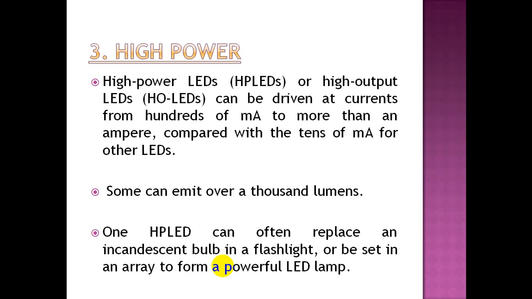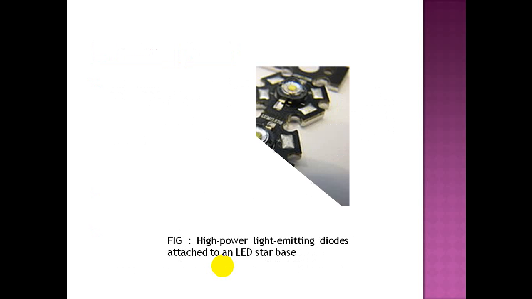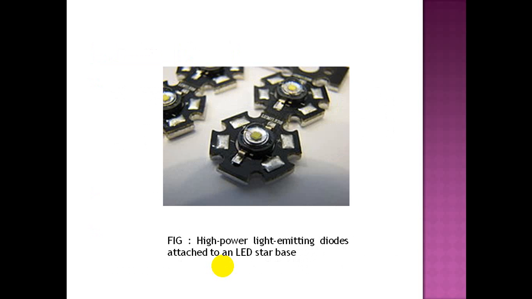Since overheating is destructive, the high power LEDs must be mounted on a heat sink to allow for heat dissipation. If the heat from high power LED is not removed, the device will fail in seconds. One high power LED can often replace an incandescent bulb in a flashlight or be set in an array to form a powerful LED lamp. This figure shows the high power light emitting diodes attached to an LED star base.